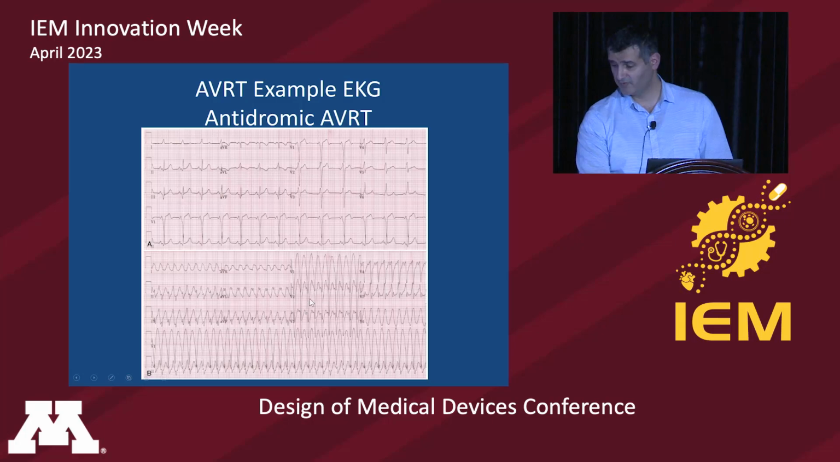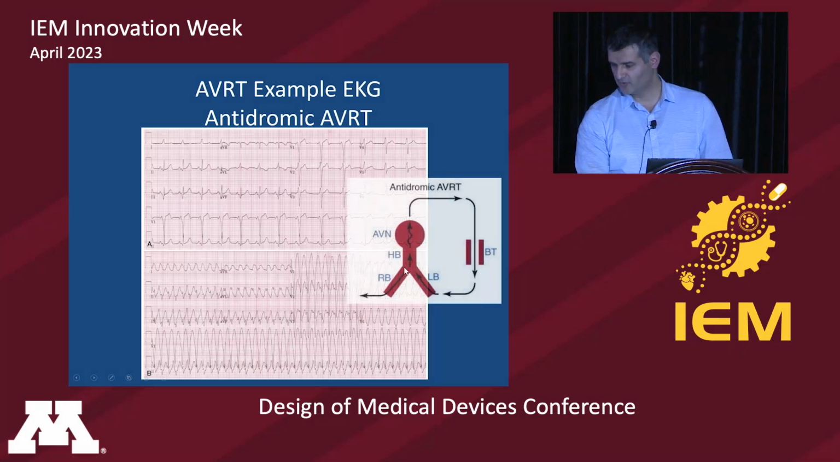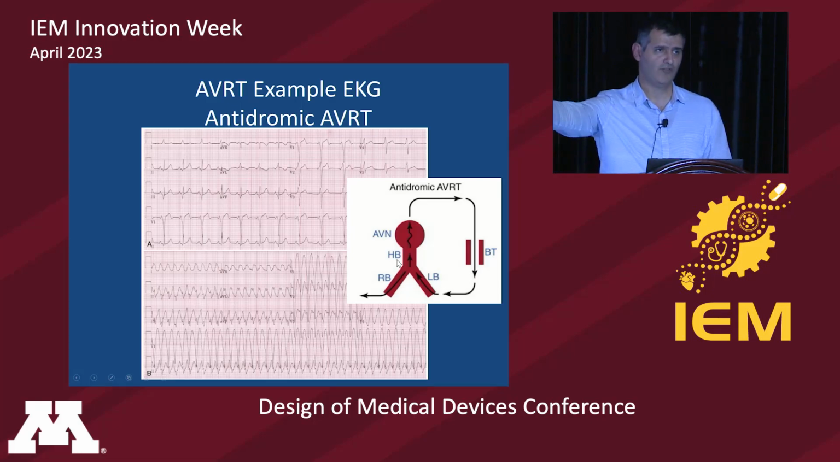Now this is a different story. It's wide, it's ugly, it looks like a VT. This is actually the opposite circuit. You're going up the AV node, going down the pathway. When you're going down the pathway, it's very similar to putting a catheter inside the RV and pacing it very fast.